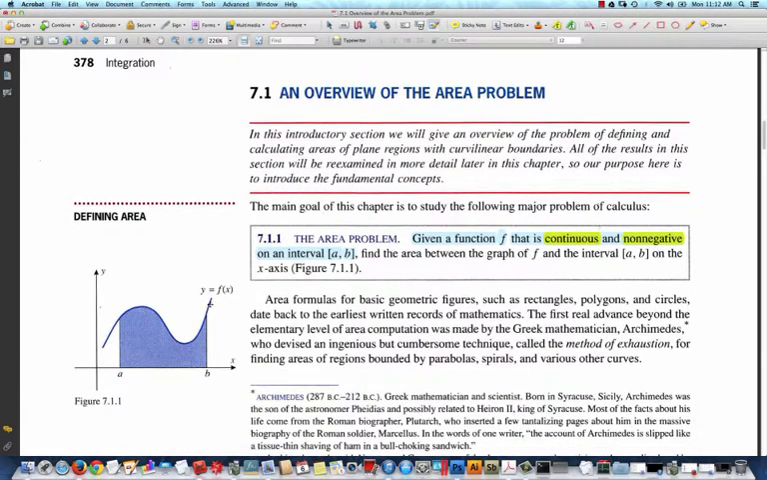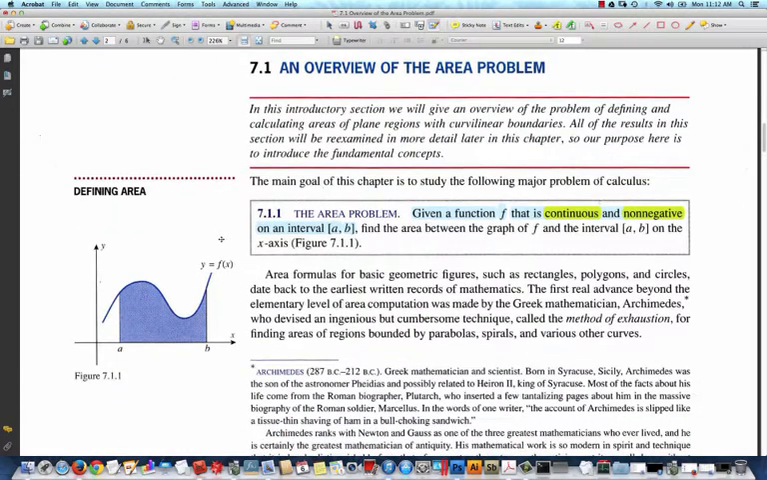In this introductory section, we will give an overview of the problem of defining and calculating areas of plane regions with curvilinear boundaries. All of the results in this section will be re-examined in more detail later in this chapter. So our purpose here is to introduce the fundamental concepts.